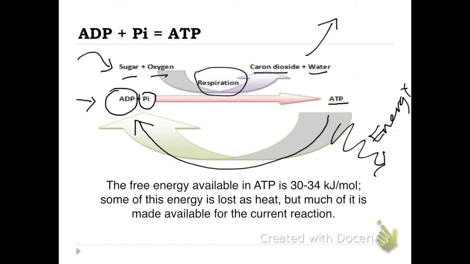Some of the reactions that this could be a part of is using ATP to aid movement of materials across a membrane when it is an active process. It can be used to build molecules. It can be used during muscle contraction or during cell movement, cell transport, things like that.